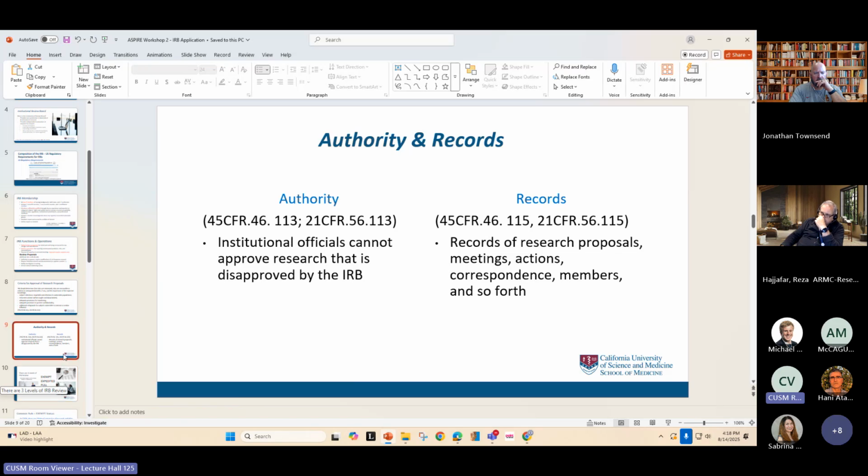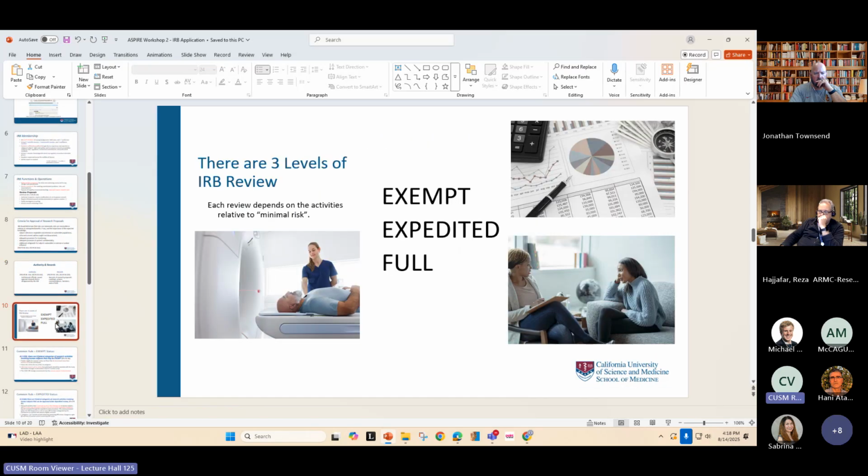Any questions so far? All right, now we're getting into the review elements. We've gotten through the structural elements. Now we're going through the review elements. There are 3 levels of IRB review: exempt, expedited, and full. And I picked these pictures on purpose.